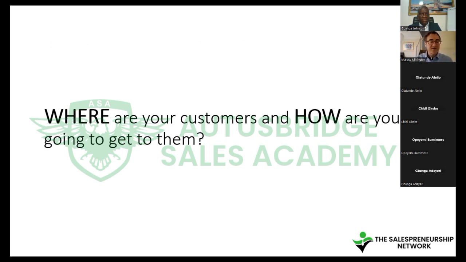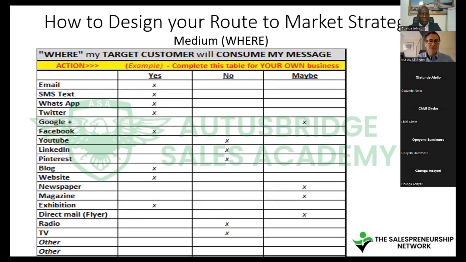I've put in here for you another template. You can design your own template, but I've put this one up here to give you an idea. You've got things like email, text, WhatsApp, Twitter, Google, Facebook, YouTube, LinkedIn, Pinterest, blogs, websites. Most people have got a website. Do you use newspapers anymore? Some people still do. Different countries around the world use newspapers. Newspaper is a big communicating how. Magazines, exhibitions, direct mail, and some still use radio and television. That costs an absolute fortune. Maybe it's not right for you, but for some people it is.